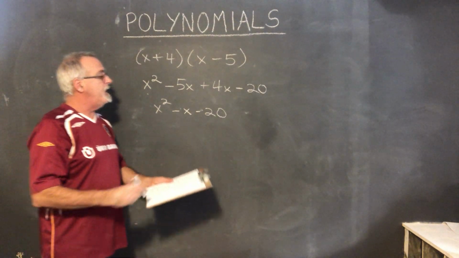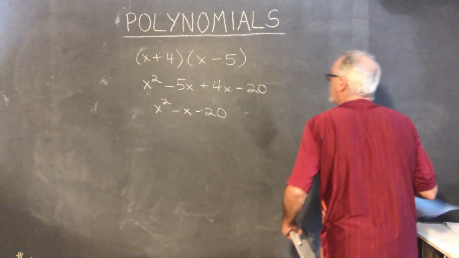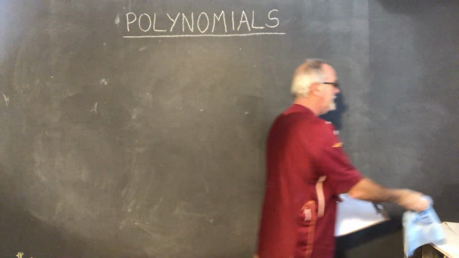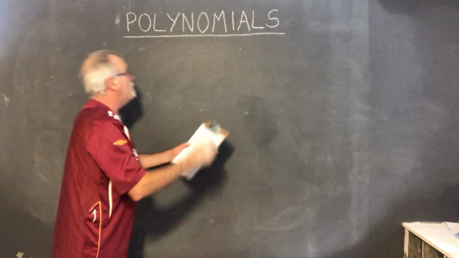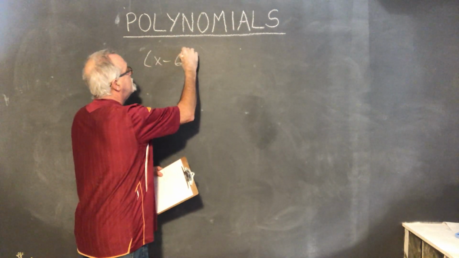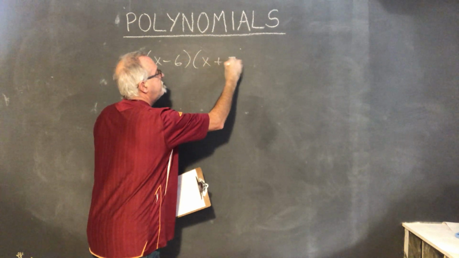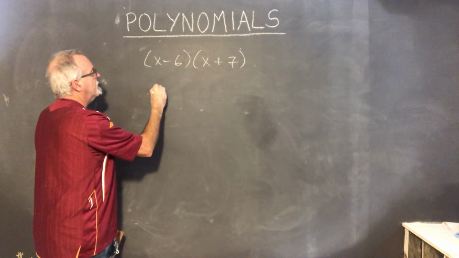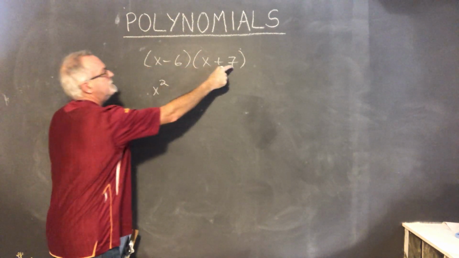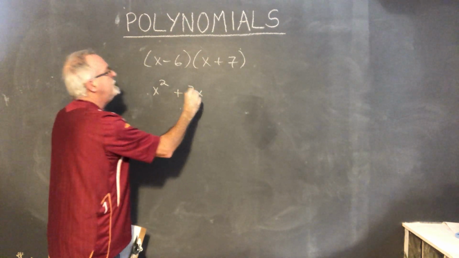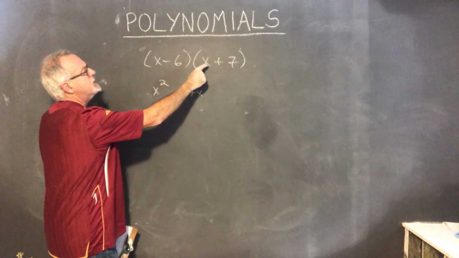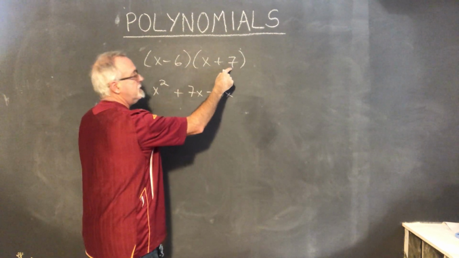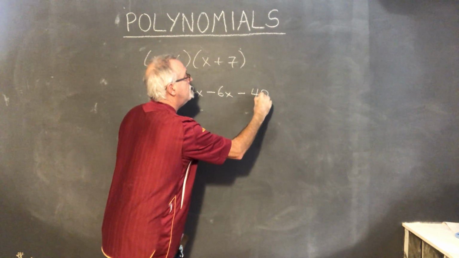Let's do another one. Time to erase. So that was the first binomial had a plus, but the second one had a minus. What if it's the other way around? So I'll do x minus 6 times x plus 7. FOIL. First, x times x, that gives x squared. Outside, x times 7, that gives plus 7x. Inside, negative 6 times x, that gives minus 6x. And then last, negative 6 times positive 7 is negative 42.